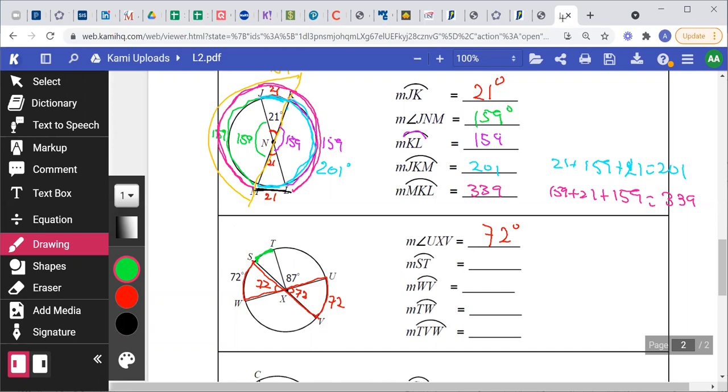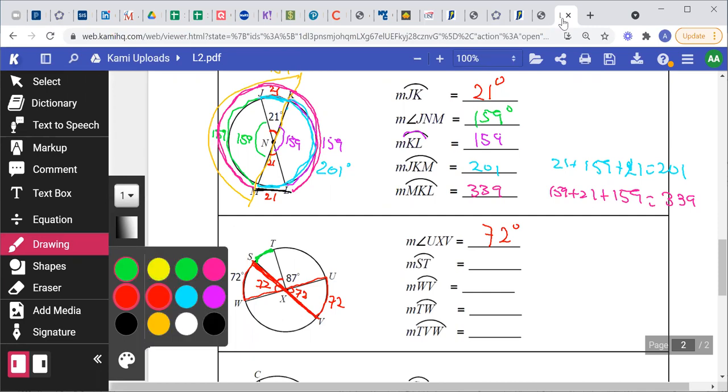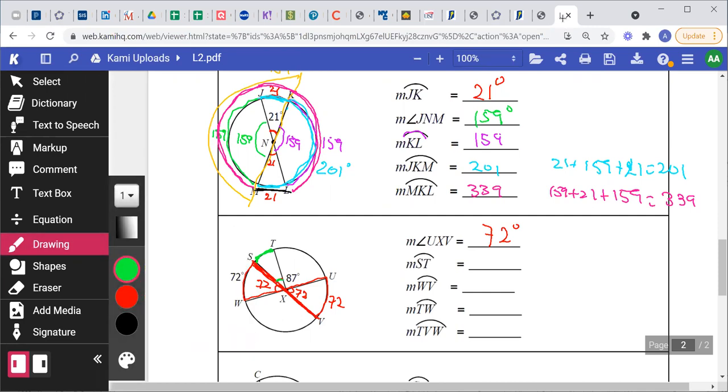We all know that this red line here is a diameter, so it cuts the circle into two halves. The circumference of the diameter is always 180, because this red line represents 180 degrees. Then the angle that is formed at the green circle here is going to be the same as the angle that is formed at the arc here.